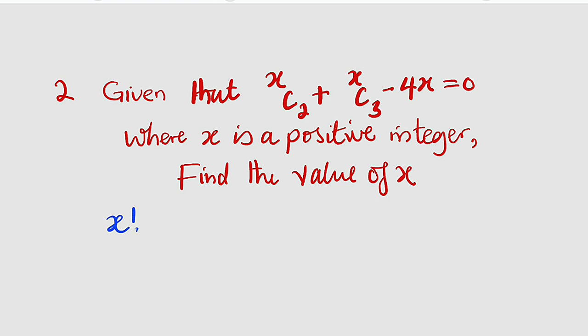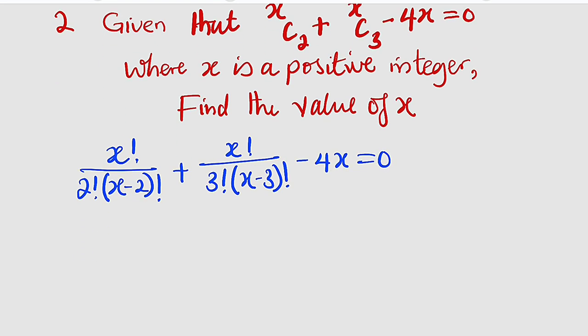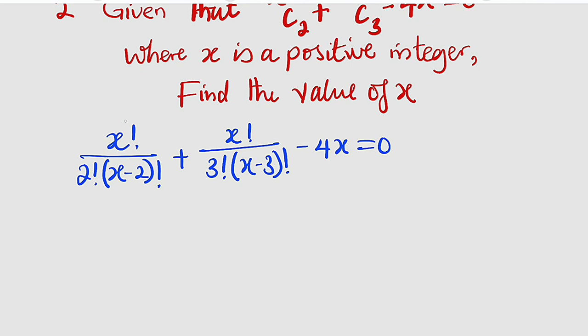x factorial divided by 2 factorial, multiplied by (x - 2) factorial, plus the next one, which is x factorial divided by 3 factorial multiplied by (x - 3) factorial, minus 4x, everything equal to 0. Let me simplify this. Remember, if we say 5 factorial, it means 5 times 4 times 3 times 2 times 1, down to 1.